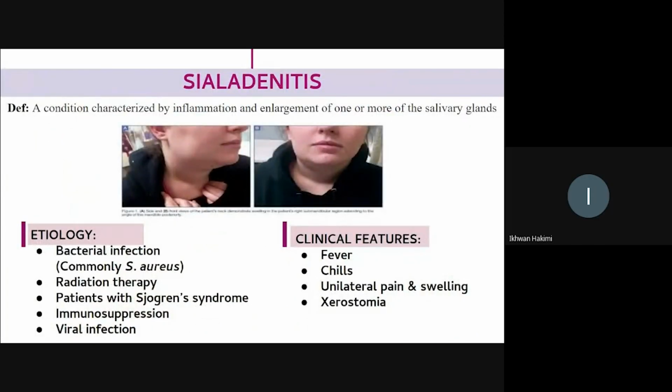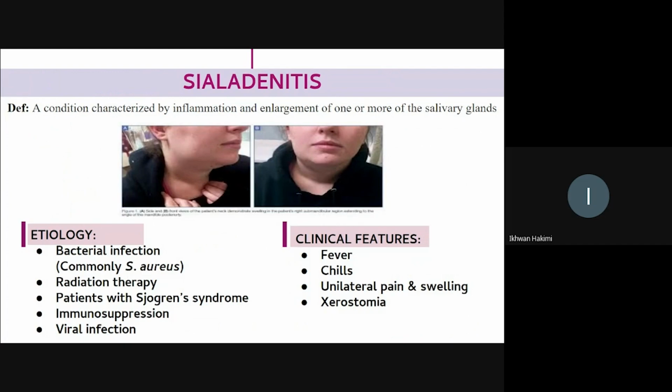The next differential diagnosis is cellulitis. It can be defined as a condition characterized by inflammation and enlargement of one or more of the salivary glands. The etiology can be due to bacterial infection, which is commonly Staphylococcus aureus, radiation therapy, patients with Sjogren syndrome, immunosuppression, and viral infection.